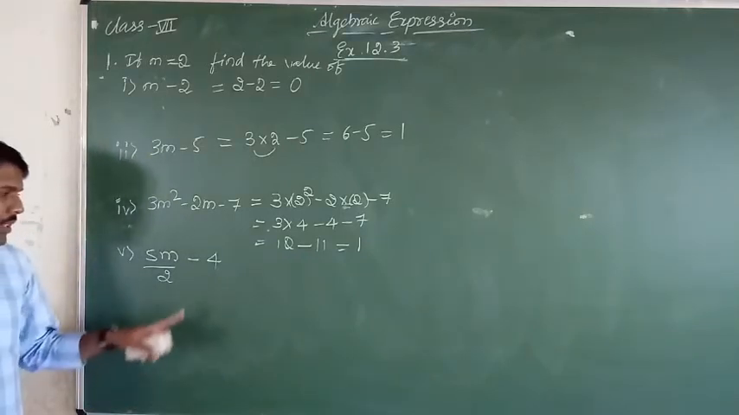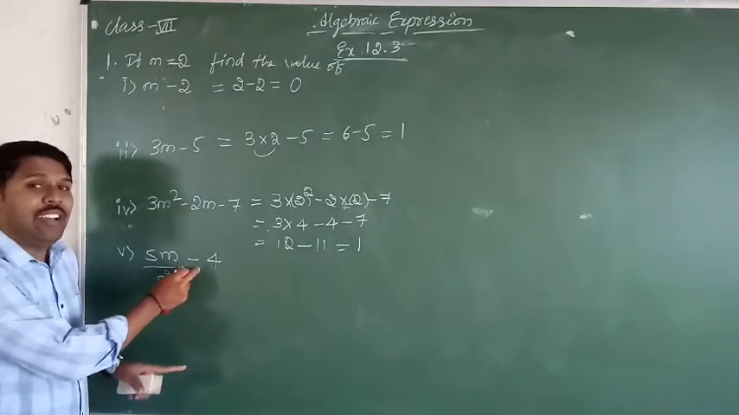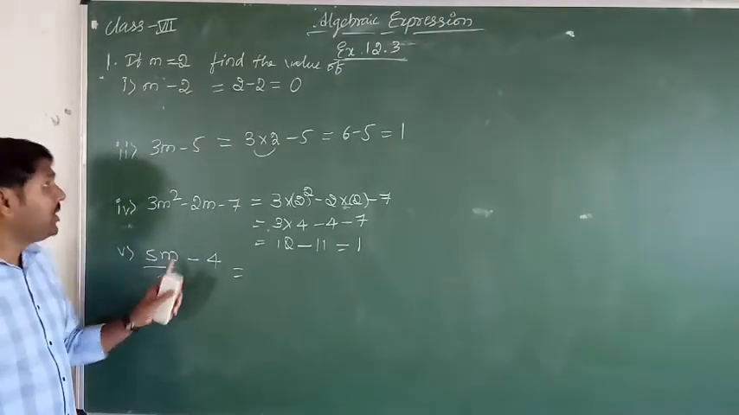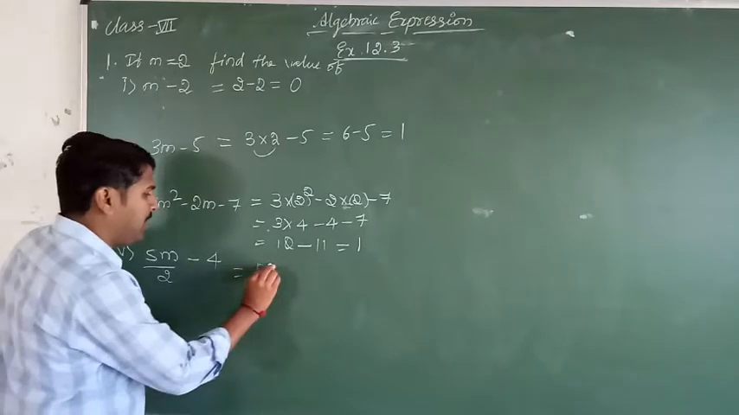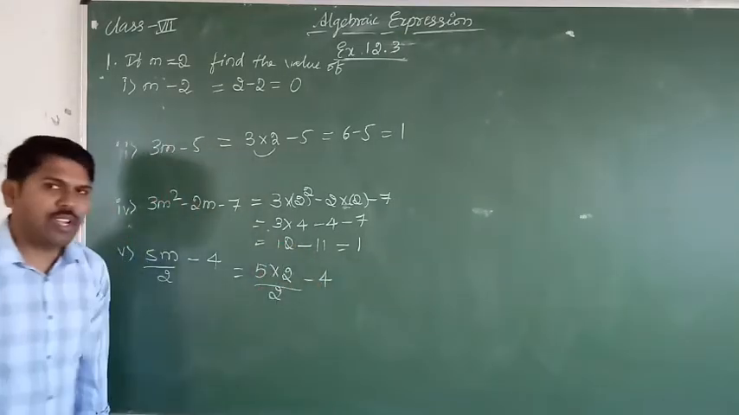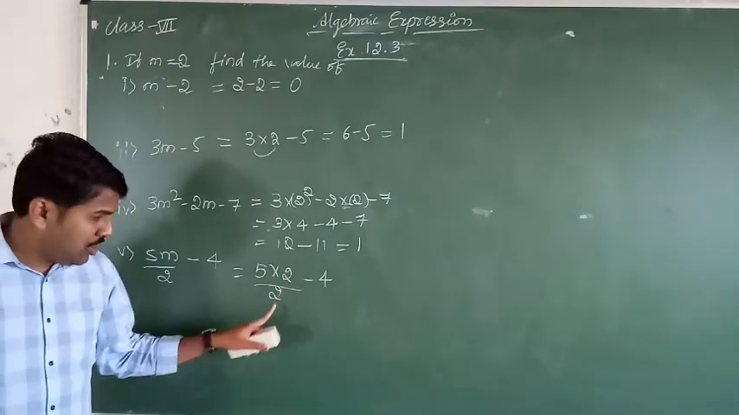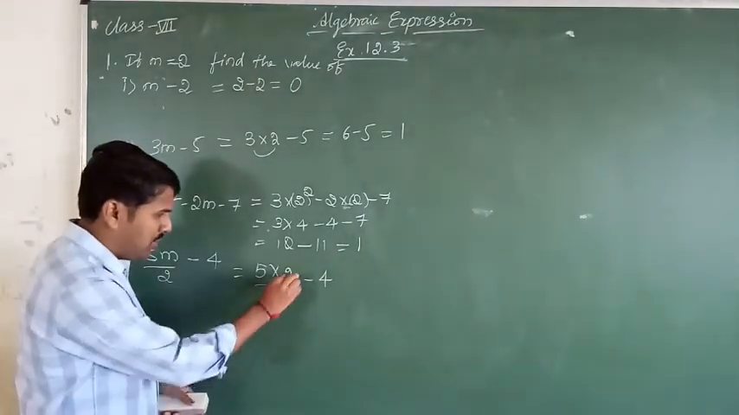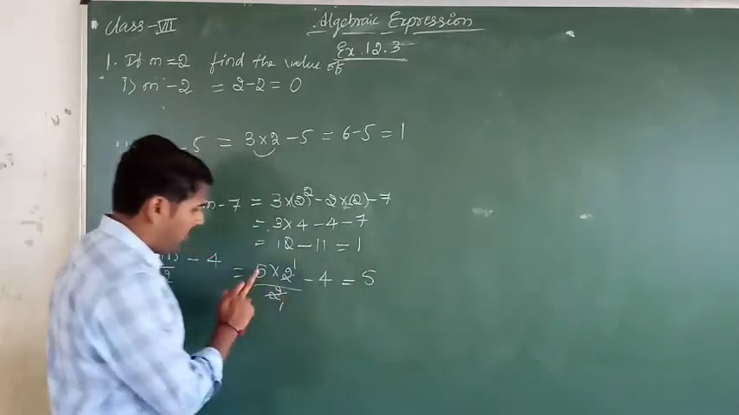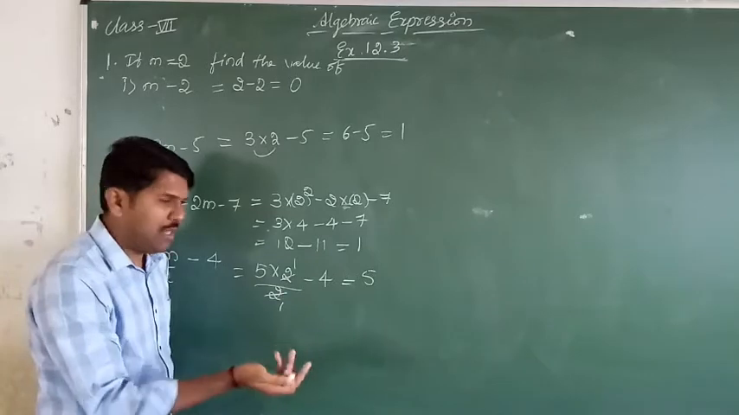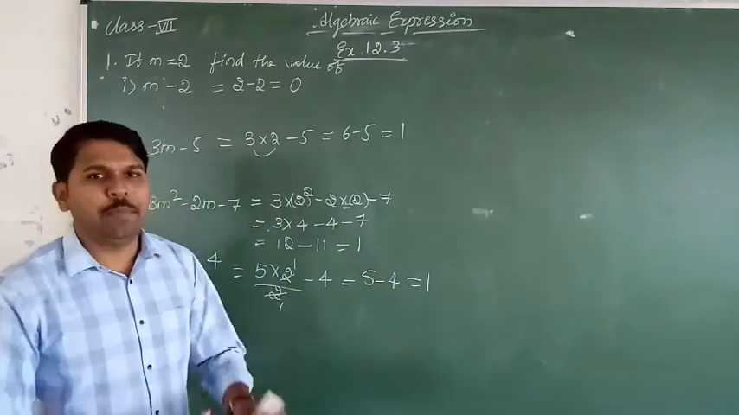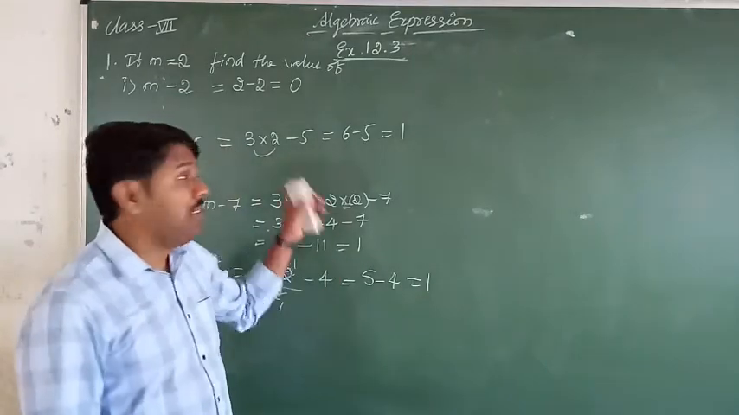For the fifth one, here they didn't give the sign, I have taken the minus sign. Okay. So solve this one. m value equals 2. So 5 into 2 divided by 2 minus 4. Okay. So here cancellation is possible. 2 ones are 2, 2 ones are 2. So the remaining number is 5. 5 into 1, 5. Here divided by 1 is 5, minus 4. Very simple. Okay. Next, one question I have left. Write it yourself.